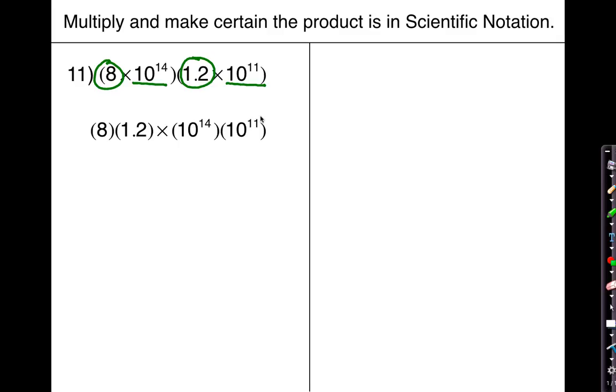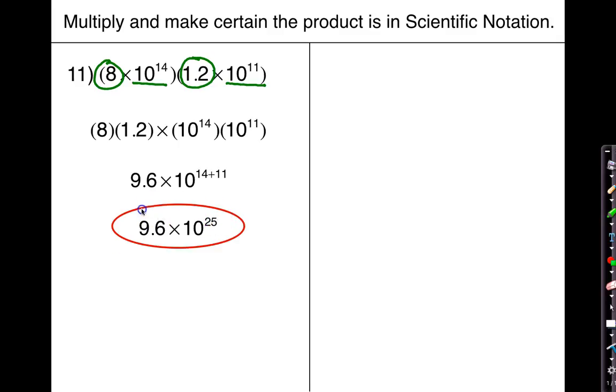Okay, so let's see how well we did. Hopefully you multiplied the two coefficients together and got 9 and 6 tenths. And then you combine the base 10s together. Since we are multiplying, you get to add the exponents, leaving you with 9 and 6 tenths times 10 to the 25th power. Now this is in scientific notation because the coefficient follows the requirements of it's definitely greater than or equal to 1, but less than 10.